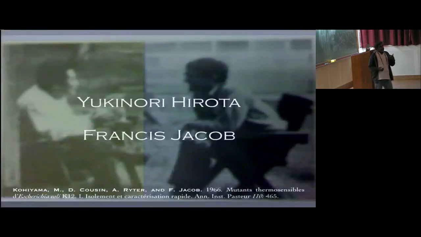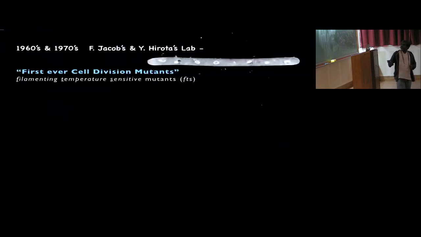Surprisingly, that view stayed on for nearly a century, despite the work of famous people like François Jacob, along with Hirota, who identified in 1968 thermosensitive mutants in E. coli. And what were they? E. coli would normally be a micron in size with a DNA or two, and would have been of this size here. But what they isolated were the first ever cell division mutants. This is 10 years before the work of Paul Nurse and Hartwell, for which they won the Nobel Prize, in yeast cells.